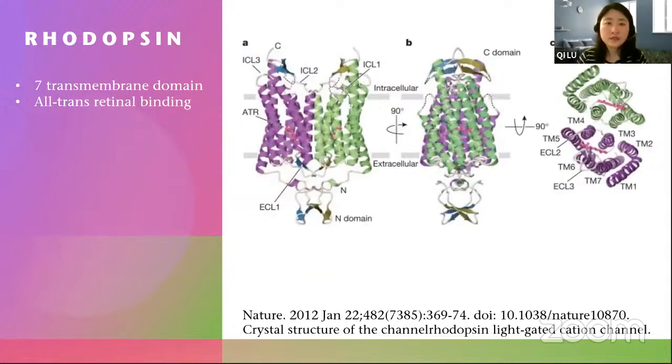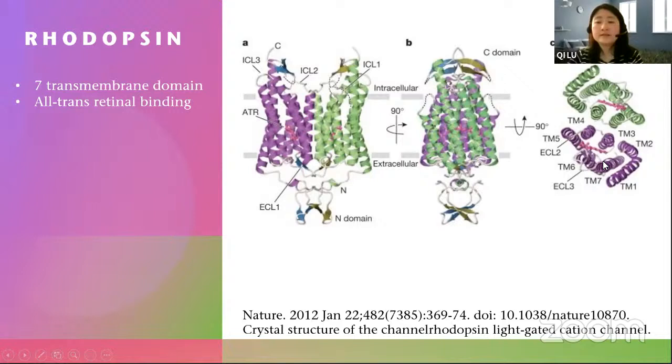Here shows a structure analysis of channelrhodopsin 2. Here we can see that it has a 7 transmembrane domain, and the N terminal is in the extracellular part, and the C terminal is in the intracellular part. And all-trans retinal is sitting in the center, embedded in the membrane.